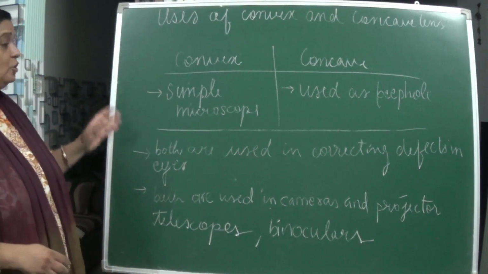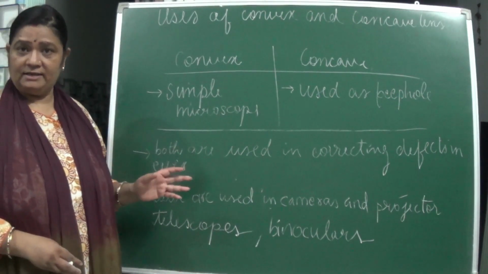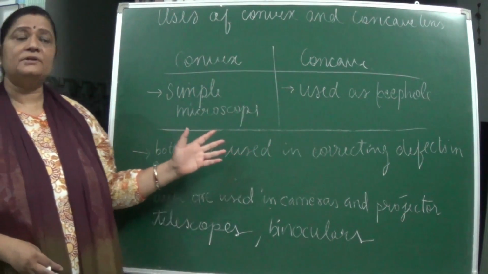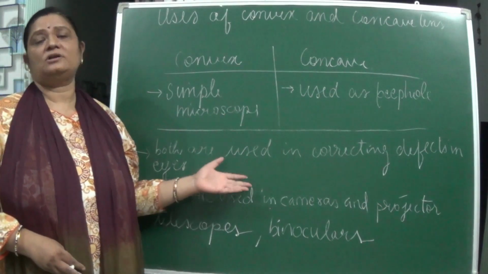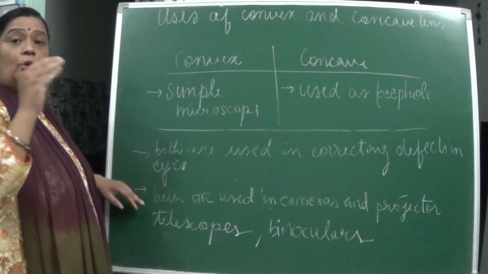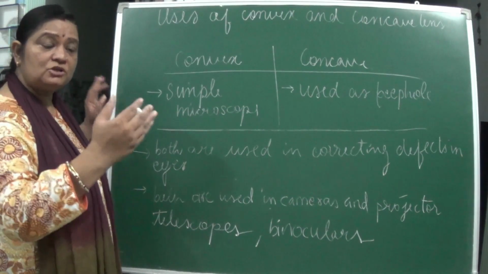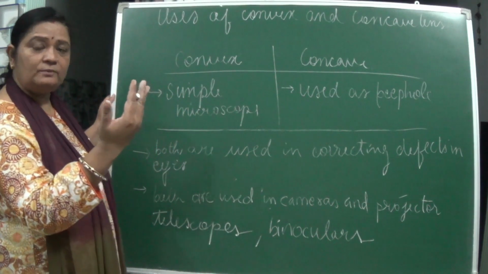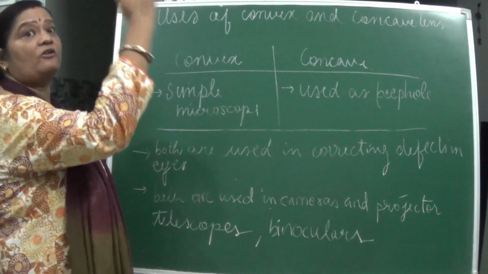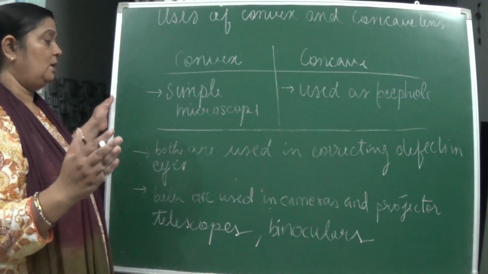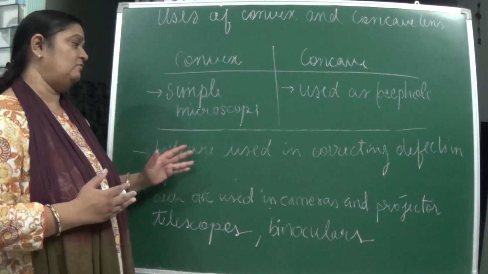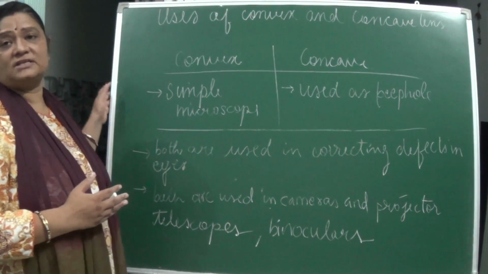Now when we talk about correcting the defects of the eyes, both lenses are used, convex and concave. It depends on whether the person has short sightedness or long sightedness. Short sightedness means one can see only nearby objects, and long sightedness means one can only see objects at far off places. So both convex and concave lenses can be used for correcting defects in the eyes.